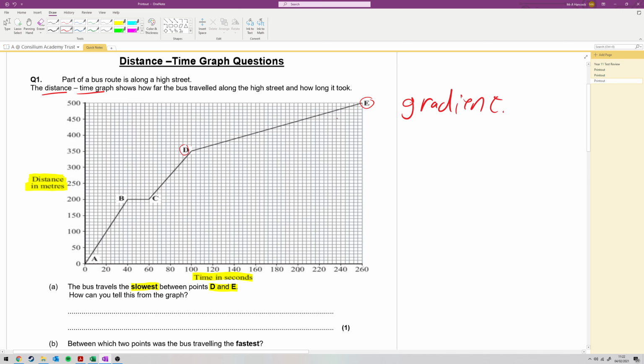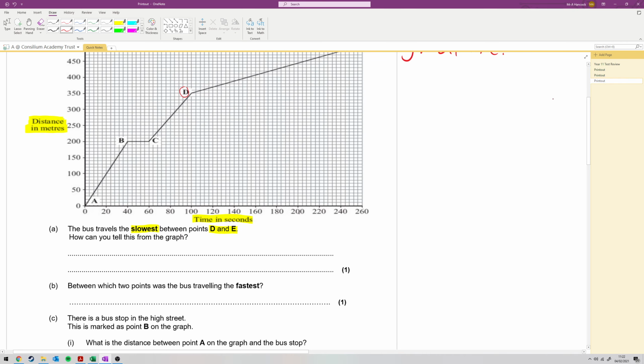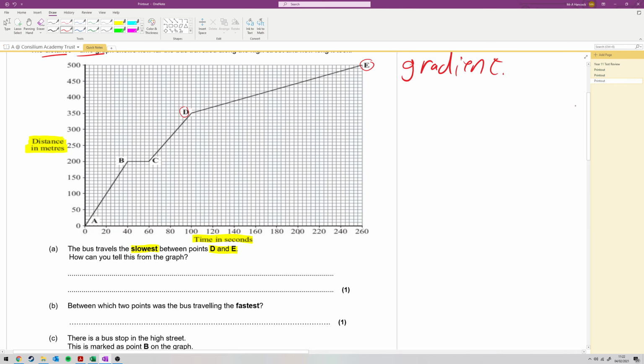So there are 2 ways you can say this. You can say either the gradient is the smallest, or the slope is the smallest between D and E. Okay, or you can pick a time. So let's say 40 seconds.